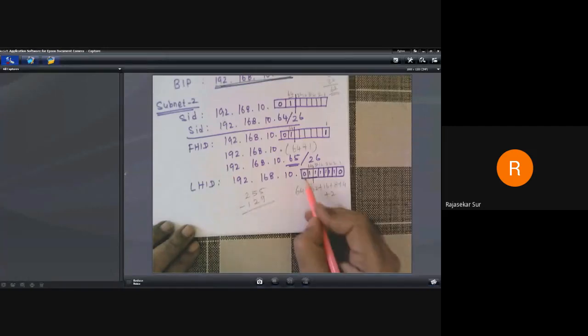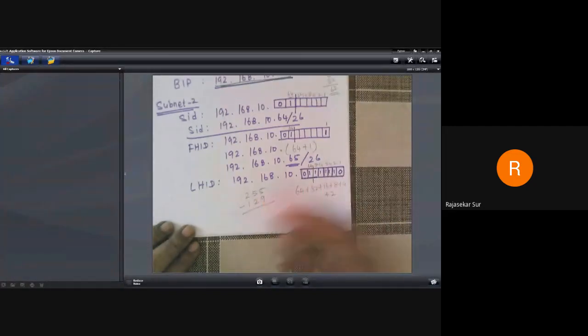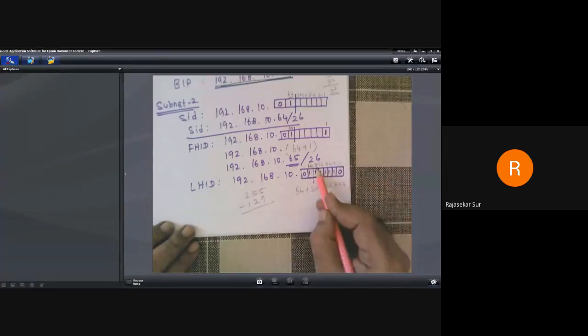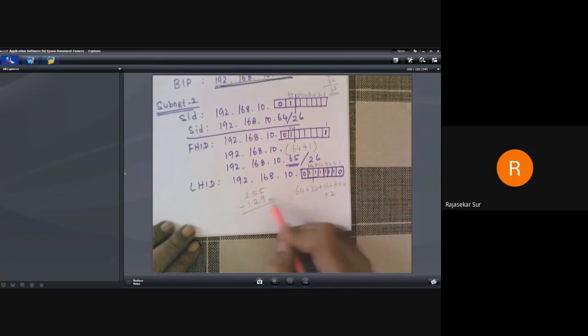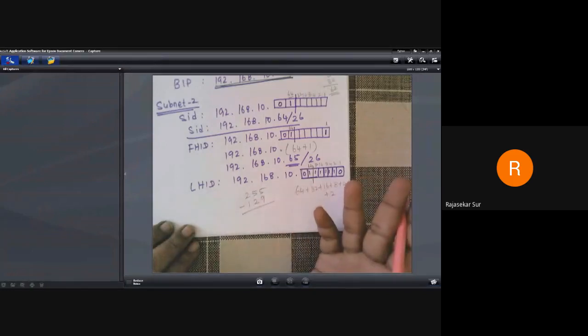This is 128. The place value for this is 128. The place value for this is 1. So these two things are 0. So if you minus this from 255, you will get it. Or if you want to add, no problem: 64 plus 32 plus 16 plus 8 plus 4 plus 2. It is the same, you will get it. So you can do it in any method. You can follow any method. It is up to you.